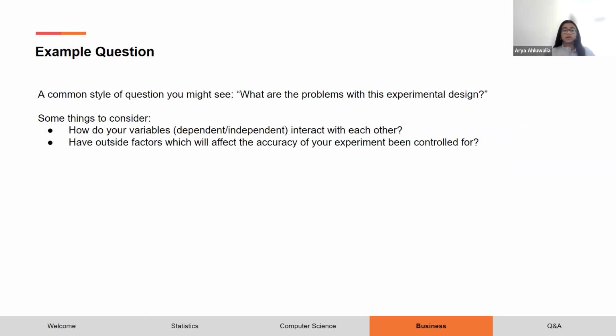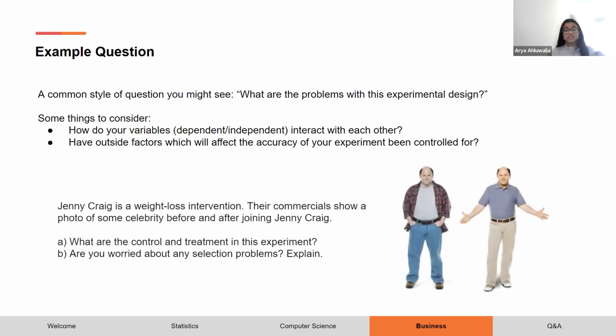This is also a very common type of exam question where they will give you a scenario and ask you what are the problems with this experimental design. So you want to consider how your variables interact with each other and if there's any external factors which will impact the accuracy of your experiment. This is actually straight from one of the tutes. Jenny Craig is a weight loss intervention. Their commercials show a photo of some celebrity before and after. Question A asks, what are the control and treatment? Question B asks for any selection problems.